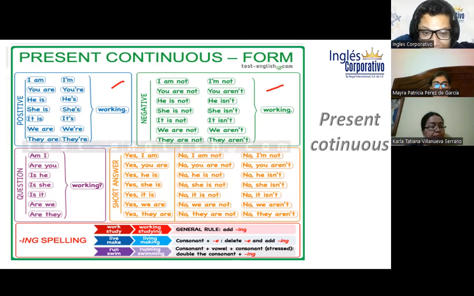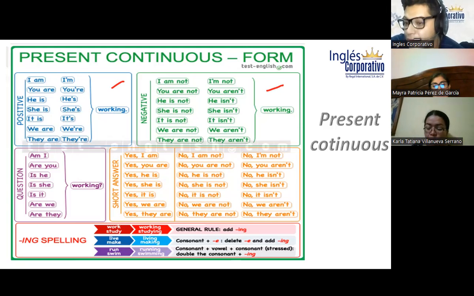Also we have the short answers like, yes, I am, I'm not. I am not, or I'm not. Given some important details, most of the time we use contractions when speaking, it is not common to use it in written form. When you're writing something, it's important to write it in the complete or natural form. You say, I'm not, you are not, he is not, because it's a formal writing.